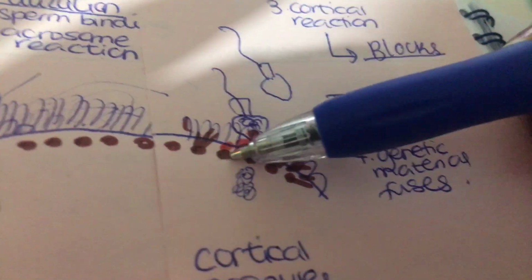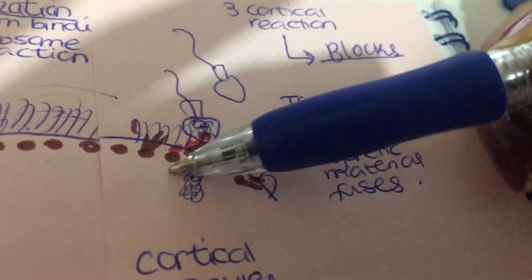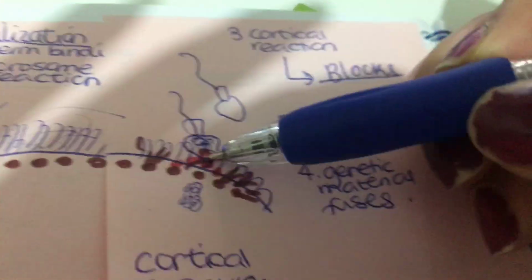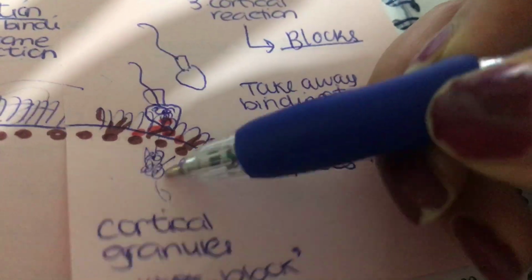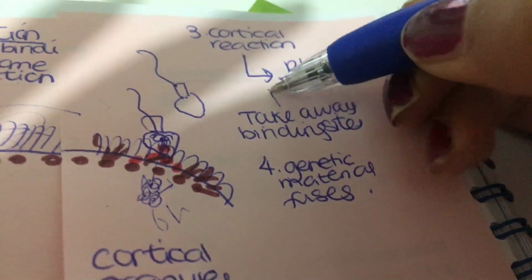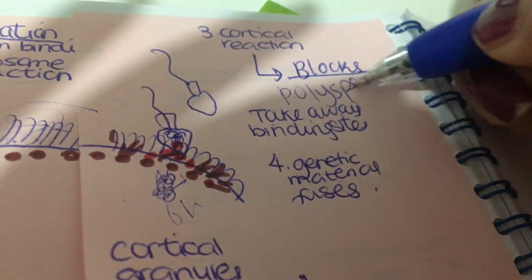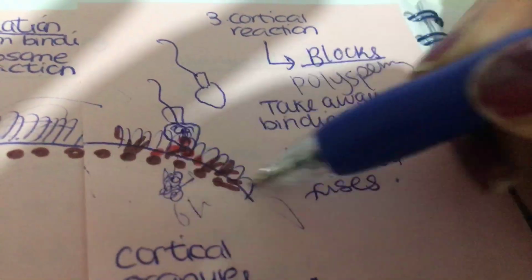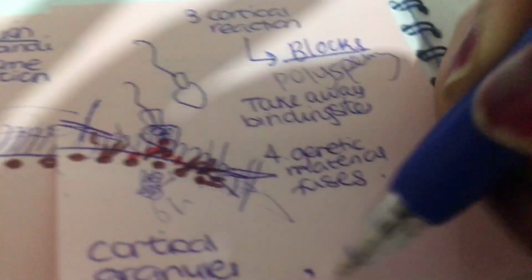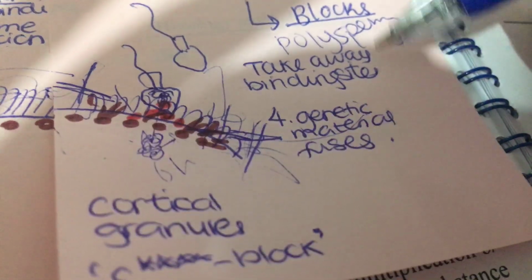There are cortical granules within the ovum, which trigger a cortical reaction. Now, a cortical reaction is basically, so the sperm's trying to get in, and the ovum's like, okay, but the cortical granules prevent something called polyspermy, okay? They prevent polyspermy. How? Basically, the cortical granules within the ovum start to destroy the sperm binding sites on the glycoprotein coat, which prevents more sperm from binding and prevents polyspermy, essentially.